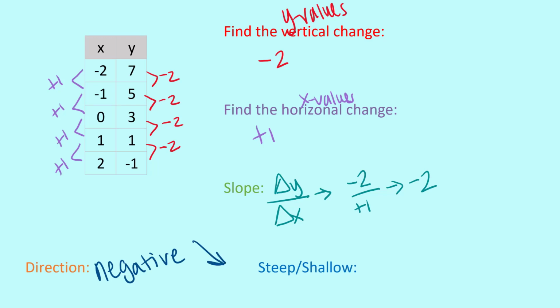And then for steep and shallow, we just look at the value itself, just the 2. And we have to ask ourselves, is this number bigger than 1, or is it between 0 and 1? Because 2 is bigger than 1, our slope is considered steep. It's like saying that we're going up 2 feet when we take 1 step. It's a pretty steep direction. And that's that problem. So let's look at another one.